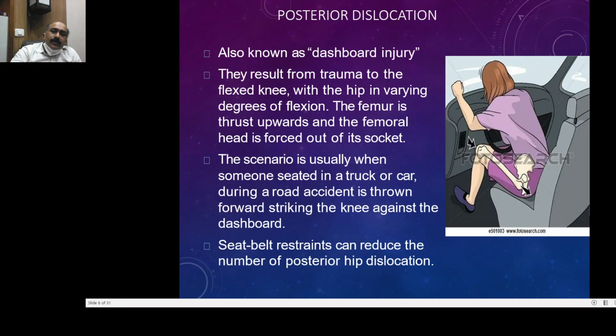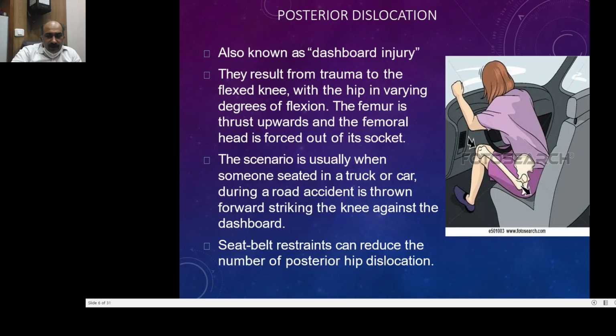Posterior dislocation, also known as dashboard injury, results from trauma to the flexed knee with hip in varying degrees of flexion. Femur is thrust upwards and the femoral head is forced out of its socket, typically seen in road traffic accidents. Seat belt restraints have reduced the number of dislocations.